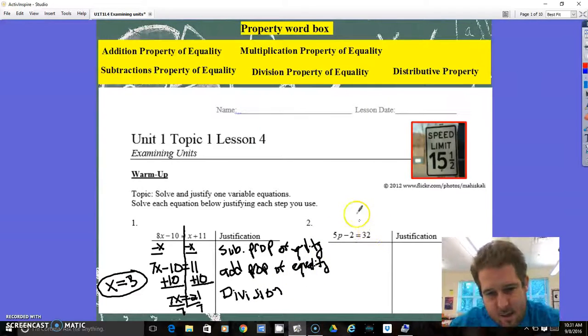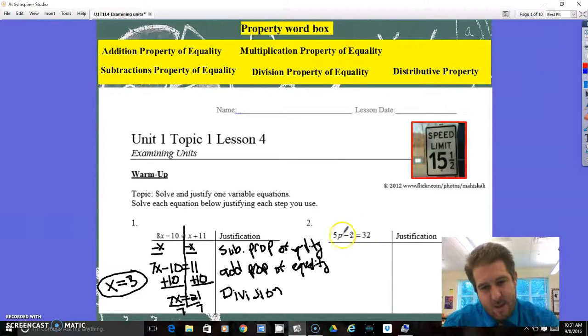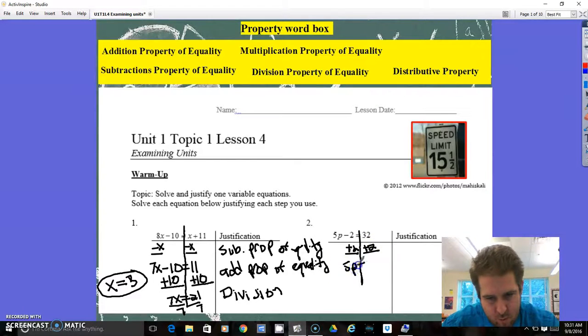All right, then take a look at question number 2. Question number 2 is going to be solved very similarly. We've got only variables on the left side, so we don't have to combine variables this time, so it's going to be a little bit shorter. I'm going to add 2 to both sides. Once I've added 2 to both sides, we've got 5p equals 34. That would be the addition property of equality. I'm not writing it to save time. So divide both sides by 5.